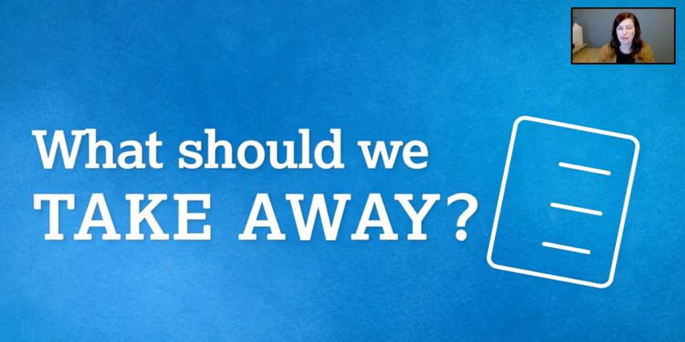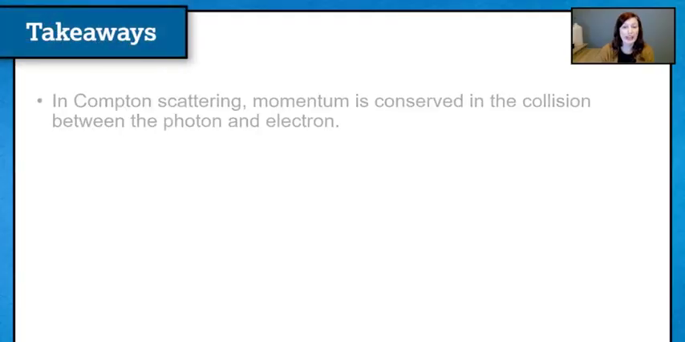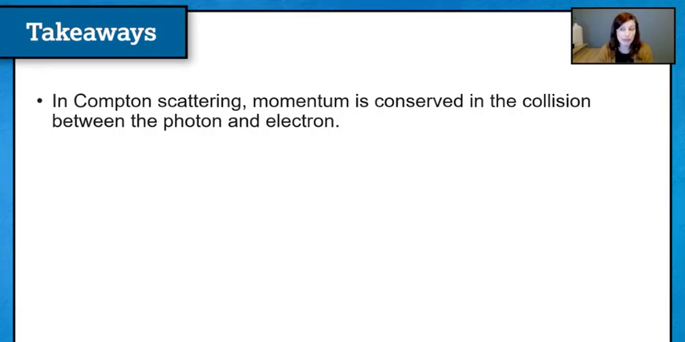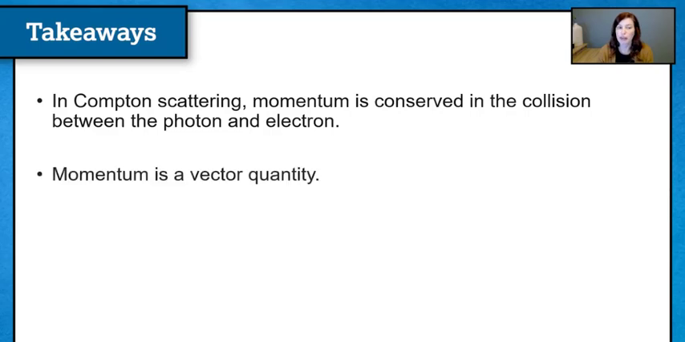So what should we take away from this video? In Compton scattering, momentum is conserved in the collision between the photon and electron. Remember that momentum is a vector quantity.